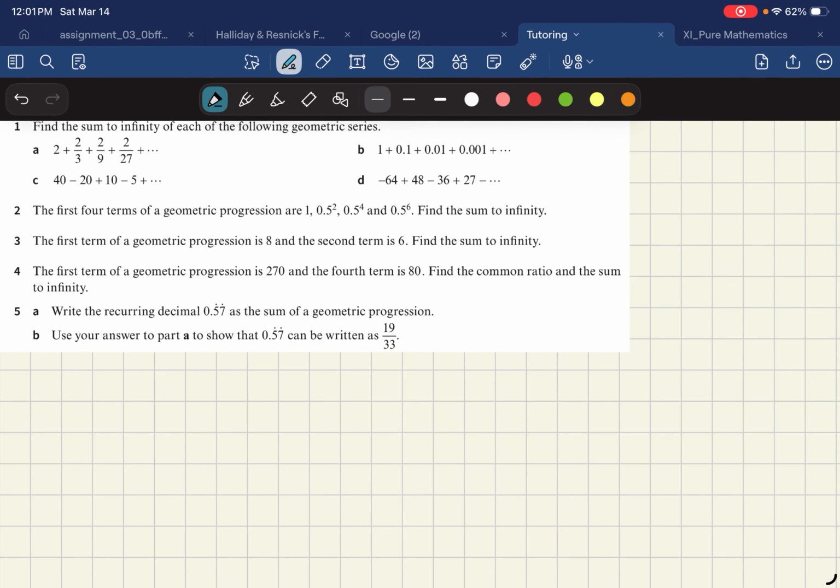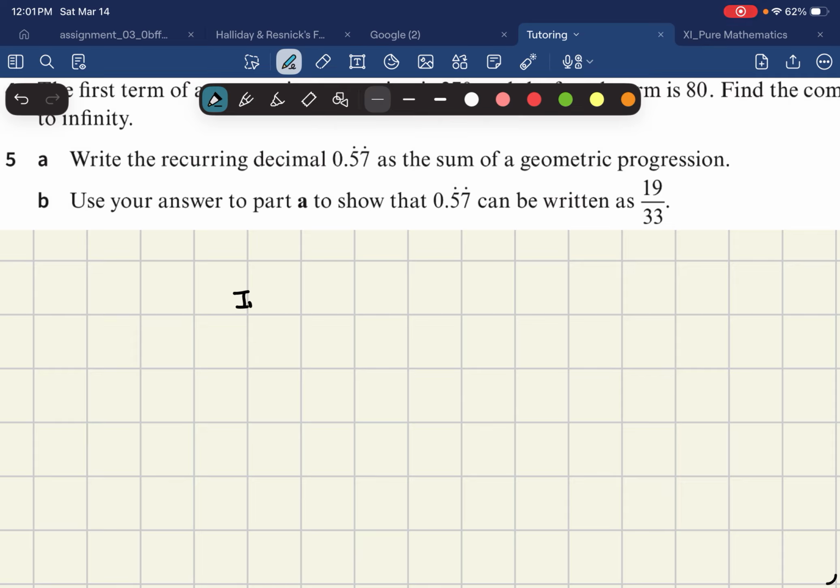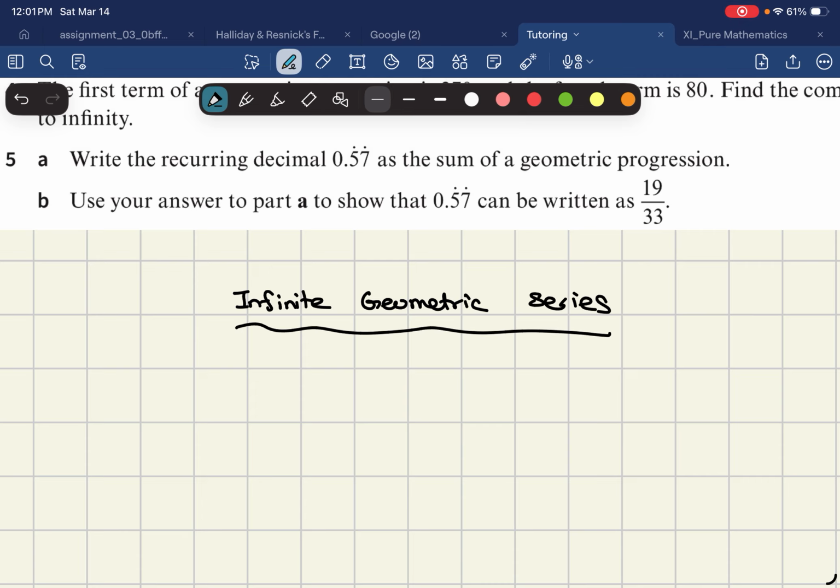In this video, we're going to look at infinite geometric series and sequences. So an infinite geometric series is just a geometric series, but the terms go on up until infinity.